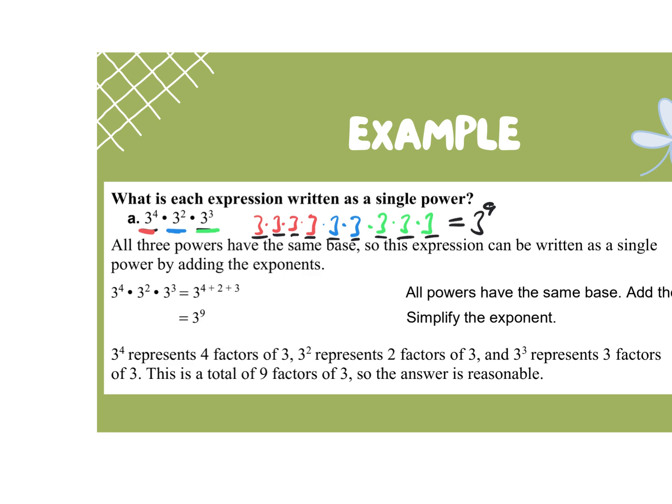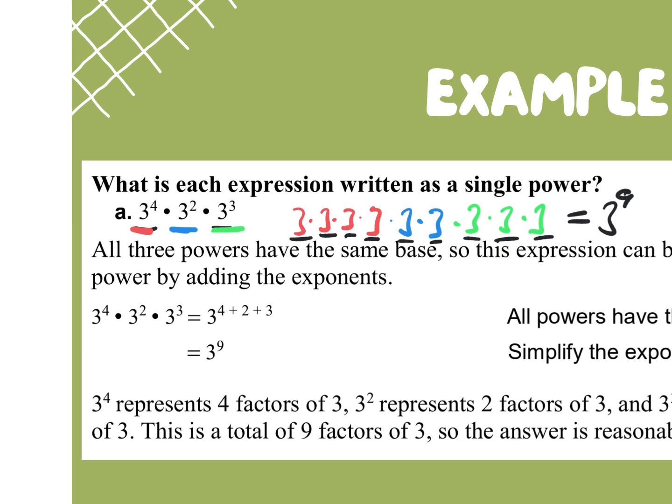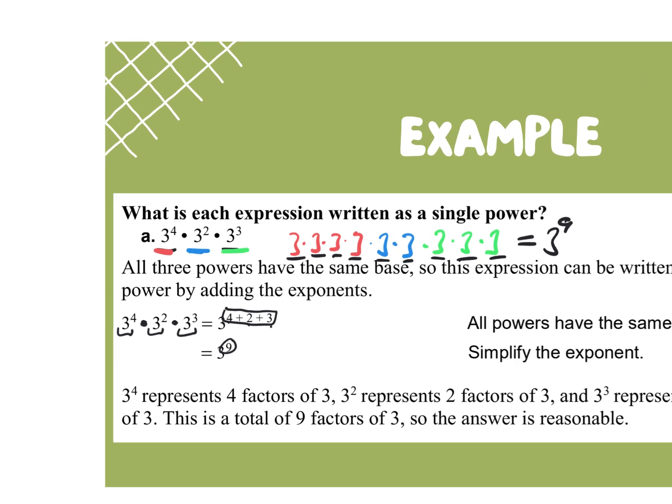But you don't have to write it out every single time. As long as you see that they have the same base, our base is 3 each and every single time, and they're being multiplied, you add the exponents, and that's how you can also get this 9. 4 plus 2 plus 3 is 9.